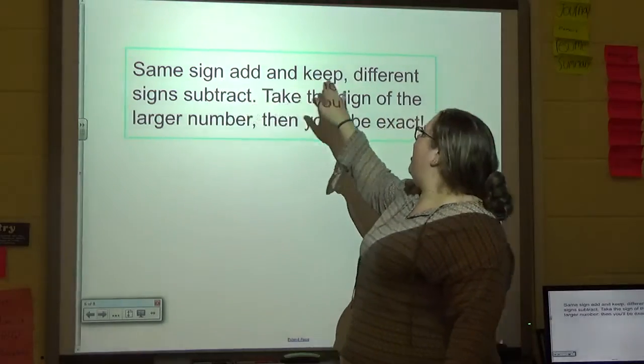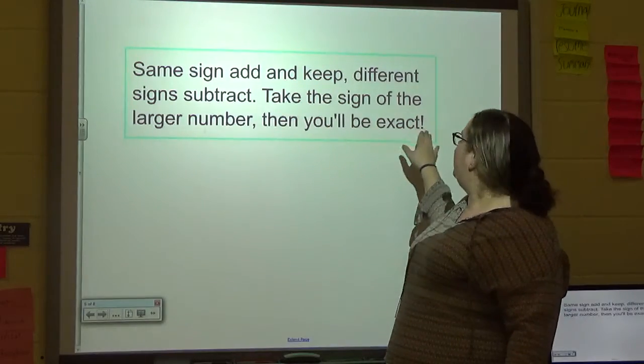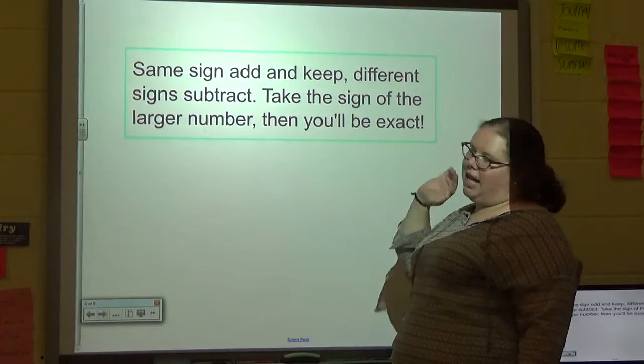Same sign, add and keep, different sign, subtract. Take the sign of the larger number, then you'll be exact.